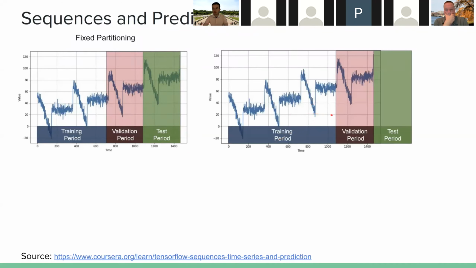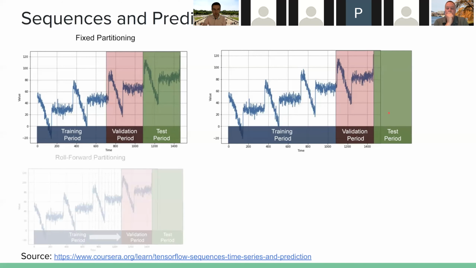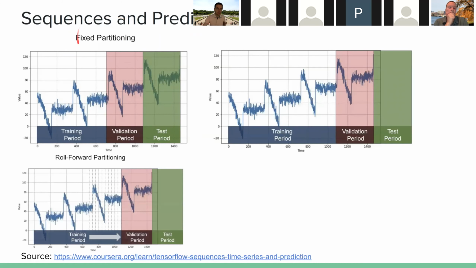Then once you train your model, you can actually consume the training and validation. You can combine them into one larger training set and use the previous test set as your validation set, and then use the present as your test set. So basically you're now predicting or forecasting real life values at this point. That setup was called fixed partitioning because you have clearly defined training, validation, and test sets.